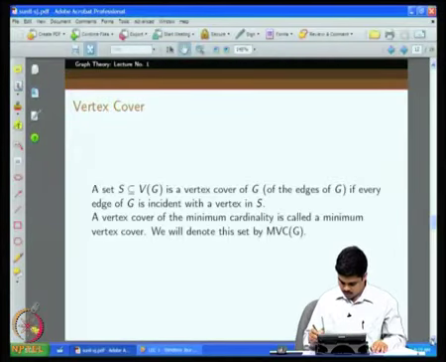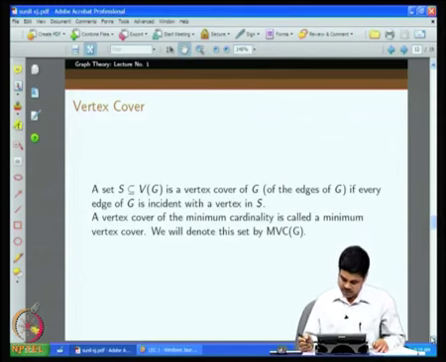The vertex cover is just a collection of vertices such that every edge has at least one endpoint in it. A minimum vertex cover is the one which minimizes the cardinality. That means we want the smallest vertex cover.